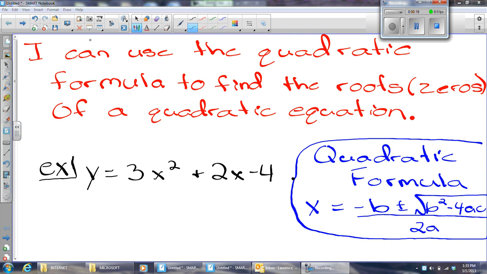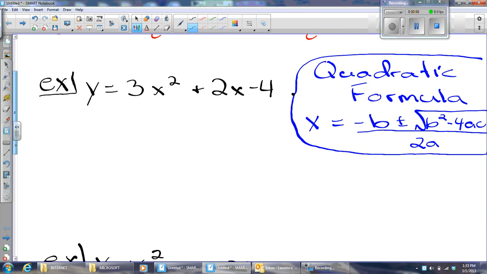Okay, so today, at the end of this video and after class, you should be able to use the quadratic formula, the entire formula, to find the roots or zeros of a quadratic equation. Now remember, I talked about in class that roots and zeros mean the same thing. So if a question asks you to find roots, or if a question asks you to find zeros, it means the exact same thing. So we are going to use the quadratic formula.